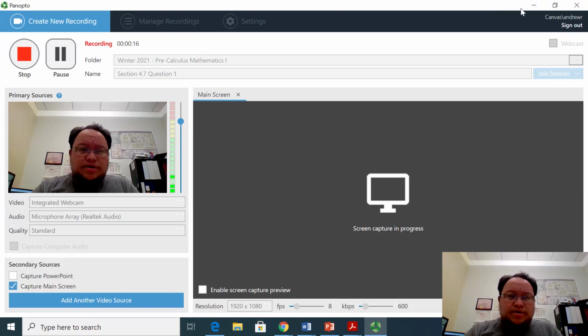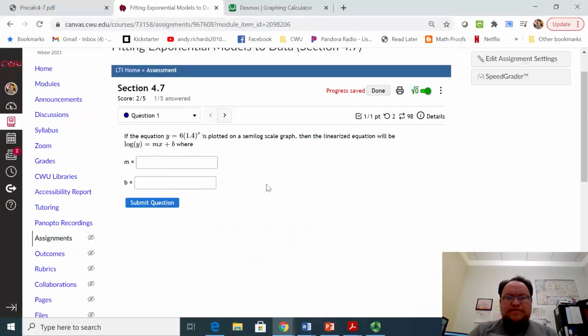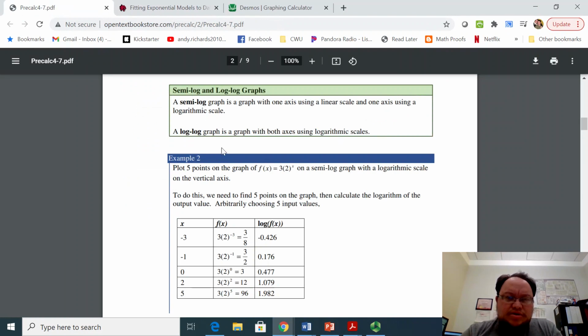So the next question that I'd like to go over is the very first one here, where we have this exponential function, and we're asked to plot it on a semi-log scale graph. So I think the book is the best way to do that.